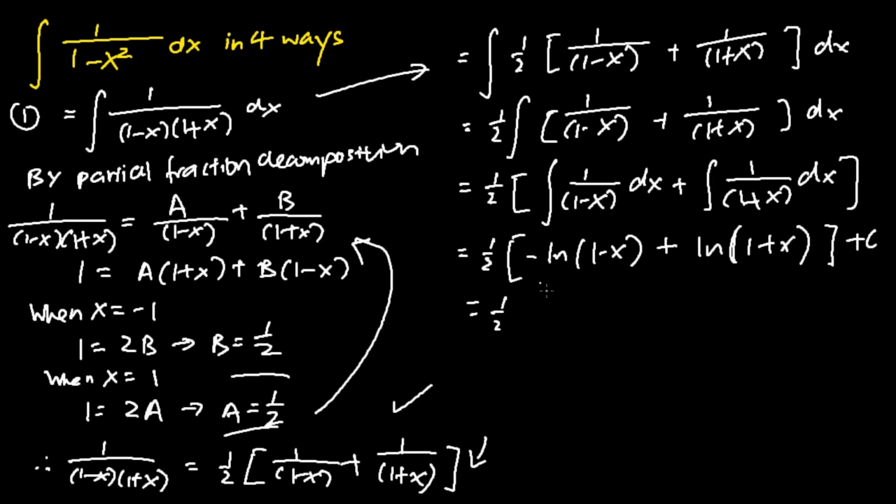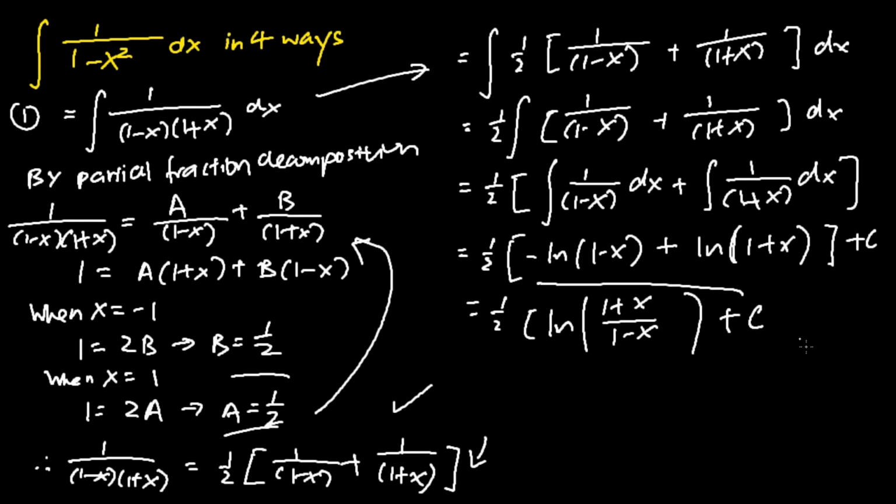And we now combine the two lns to make it into a fraction, and we get the following, which is 1 plus x over 1 minus x plus c. So the final answer to the integral of 1 over 1 minus x squared for this first way is half ln of (1 plus x over 1 minus x) plus c.